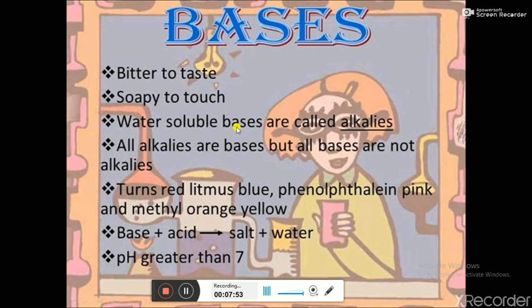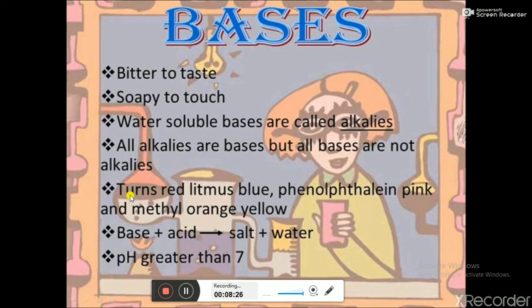I hope you have understood this point very well. Bases which are water soluble in nature are called alkalis, and if a chemical substance produces OH minus ions or hydroxide ions, then it is usually called a base. Now bases turn red litmus blue. They also turn phenolphthalein pink and methyl orange yellow. This is one of the most important points for your exams as well, because usually a 1 mark question or MCQ comes in which these characteristics are quite important.